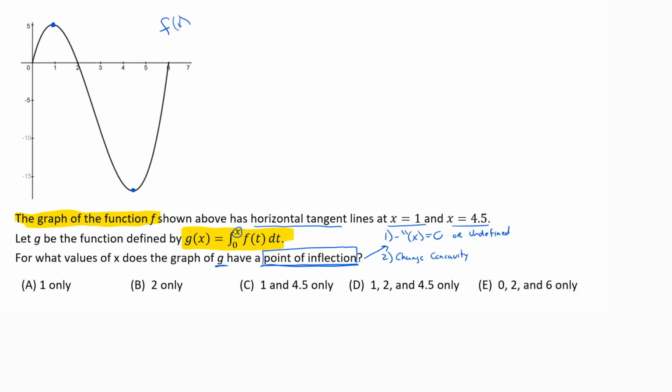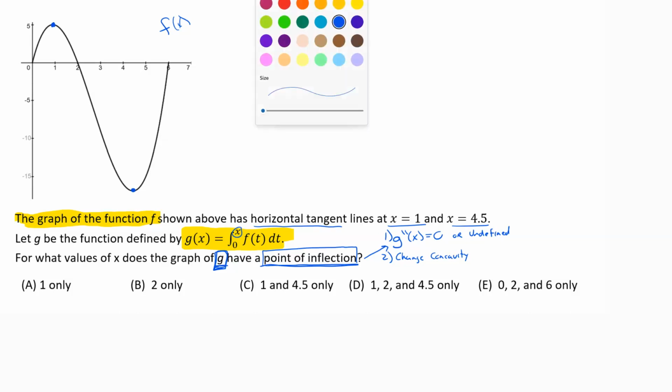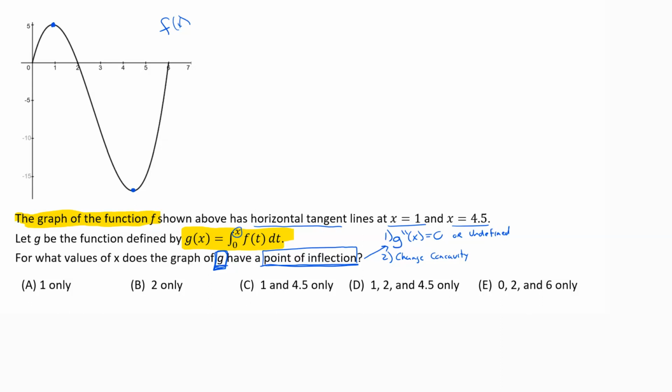Since we're talking about g here, we really want to know, when does g's second derivative equal 0, or when is it undefined? So now you say to yourself, well, I've got an equation with g and I've got f up above. So I'm hoping something's going to come together here. We look at g of x and you say, all right, I need to get to the derivative. I need to get further than the derivative. I need to get to the second derivative of g.